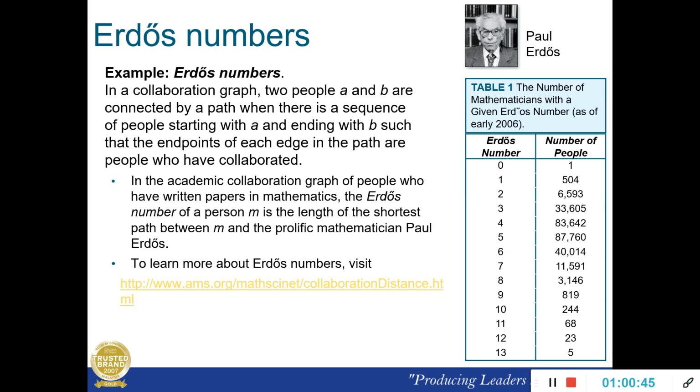Erdos number. In a collaboration graph, two people A and B are connected by a path when there is a sequence of people starting with A and ending with B, such that the endpoints of each edge are people who have collaborated. In the academic collaboration graph of people who have written papers in mathematics, the Erdos number of a person M is the length of the shortest path between M and the prolific mathematician Paul Erdos.